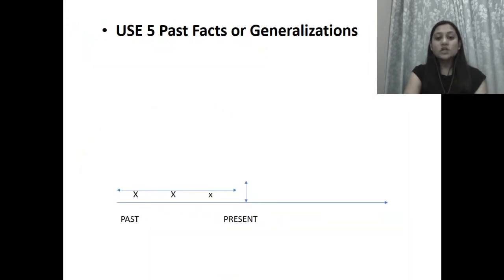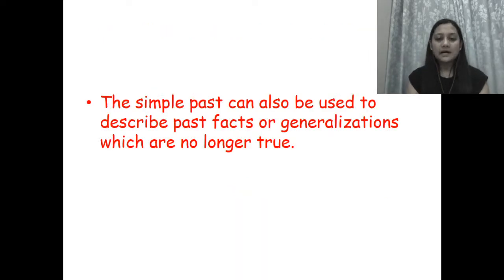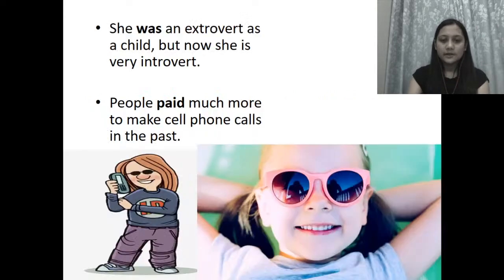Now, past facts or generalizations. Although no such thing can be called past facts because facts are facts, but those things are not there anymore in the present time. I mean, maybe they do not exist anymore. So that is why I have used the word past facts. The simple past can also be used to describe past facts or generalizations which are no longer true. No longer true as in because they do not even exist now.